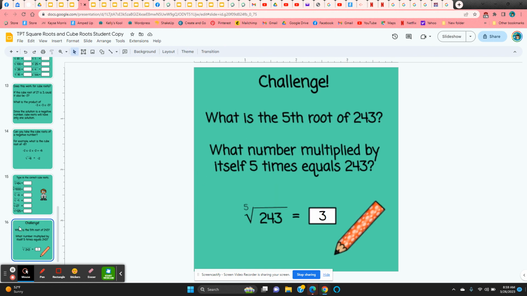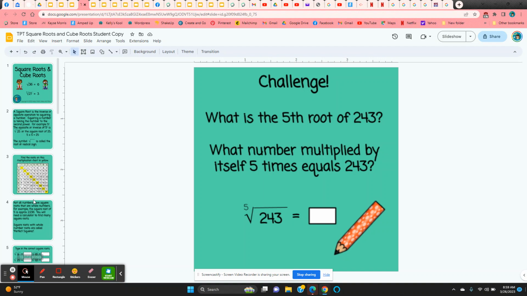And then the very last slide offers them a challenge. So what is the 5th root of 243? What number multiplied by itself 5 times equals 243? And that's a lesson on square roots and cube roots.